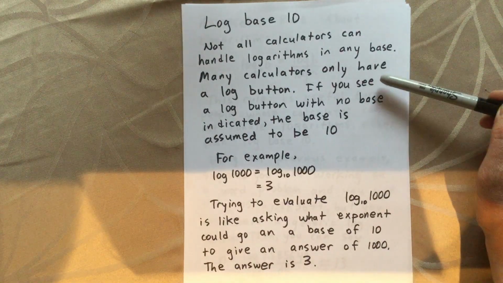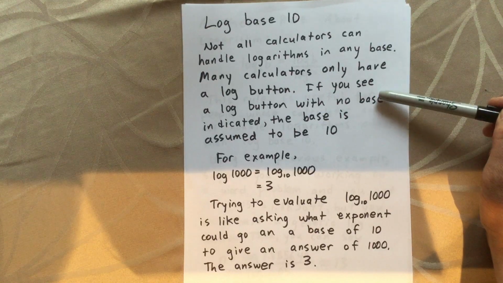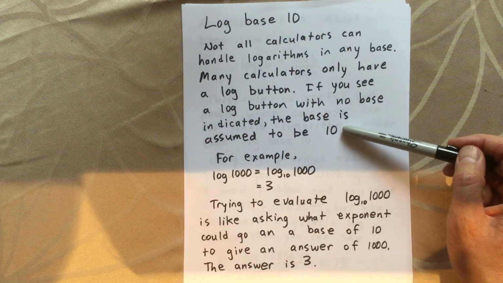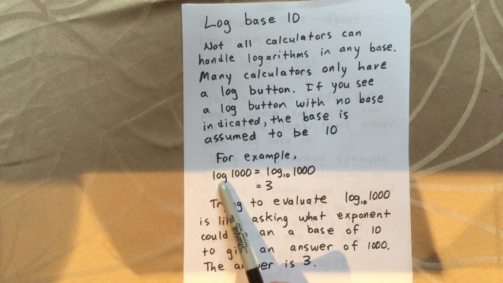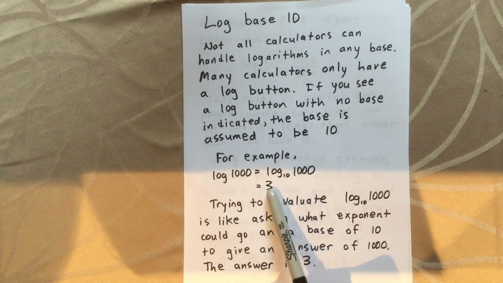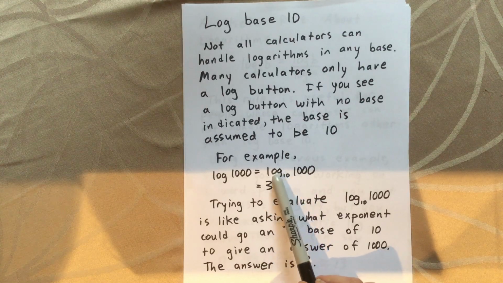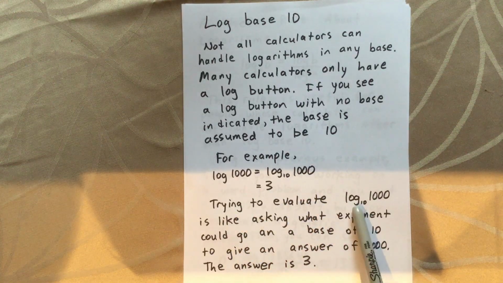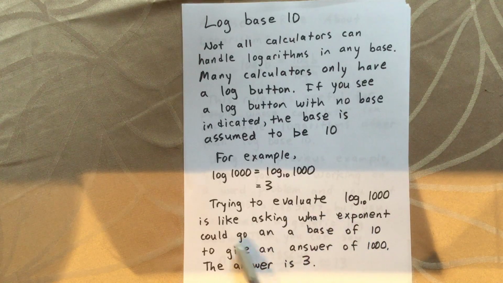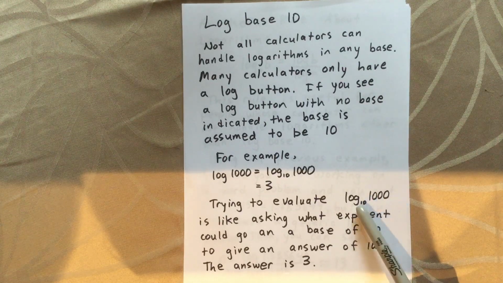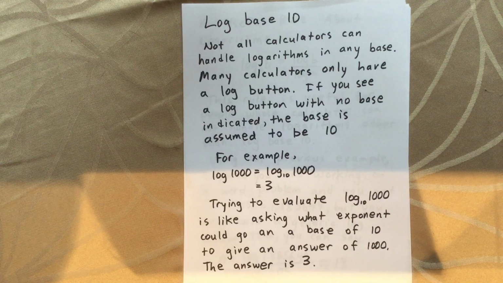Many calculators only have a log button. If you see a log button with no base indicated, literally just the word log, the base is assumed to be 10. So for example, the log of 1,000 is the log base 10 of 1,000, which is 3. Now, why is the log base 10 of 1,000 equal to 3? Because trying to evaluate the log base 10 of 1,000 is like asking what exponent could go on a base of 10 to give an answer of 1,000. And since 10 to the exponent 3 is 1,000, therefore the log base 10 of 1,000 is 3.